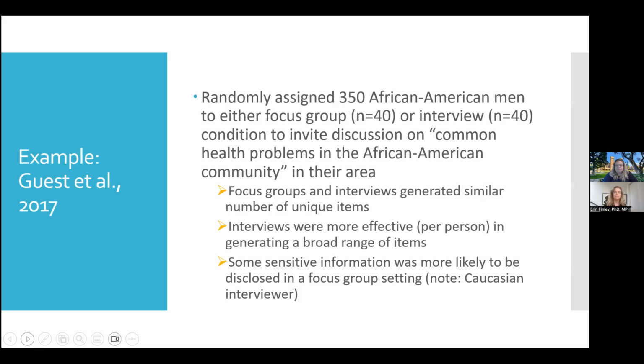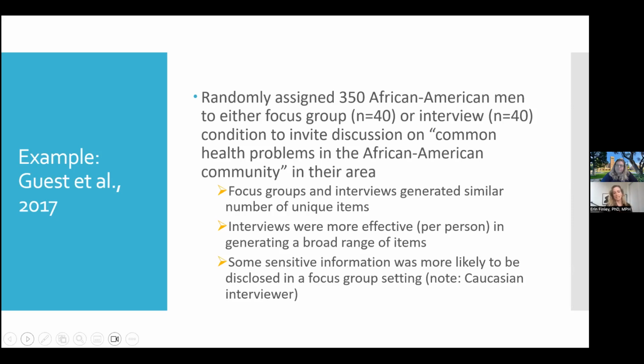Super interesting. The main focus of the analysis was on responses to basically a free listing question on common health problems in the African American community in their area. They found that focus groups and interviews both generated a pretty similar number of unique items mentioned. They found that interviews were more effective per person in generating a broad range of items. So if you say you got 100 things mentioned, it's the same 100 things mentioned by 310 people versus 40 people. It was much more efficient in the interviews.